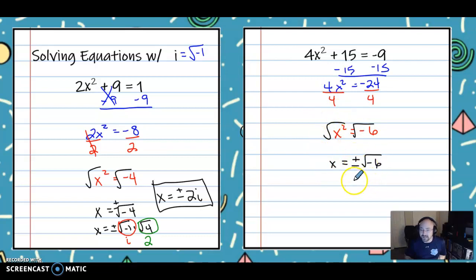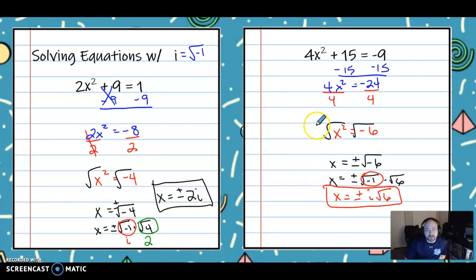The only thing that we can pull out of this is we can separate the negative 1 from the 6. And that means that this square root of negative 1 can become i. So we've got an i here. We've got a radical 6 below. I'm just going to put my x equals plus or minus here underneath it and box that answer up. There you go. Check your work. Hopefully you guys arrived at this answer also.